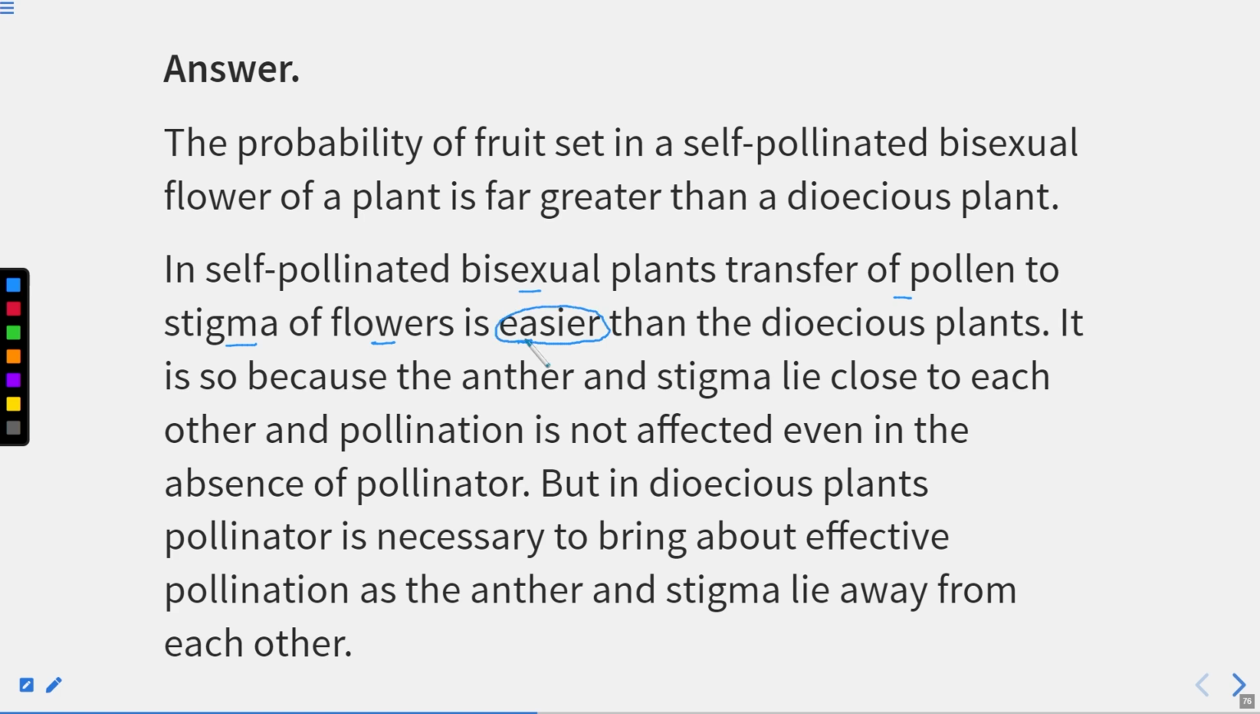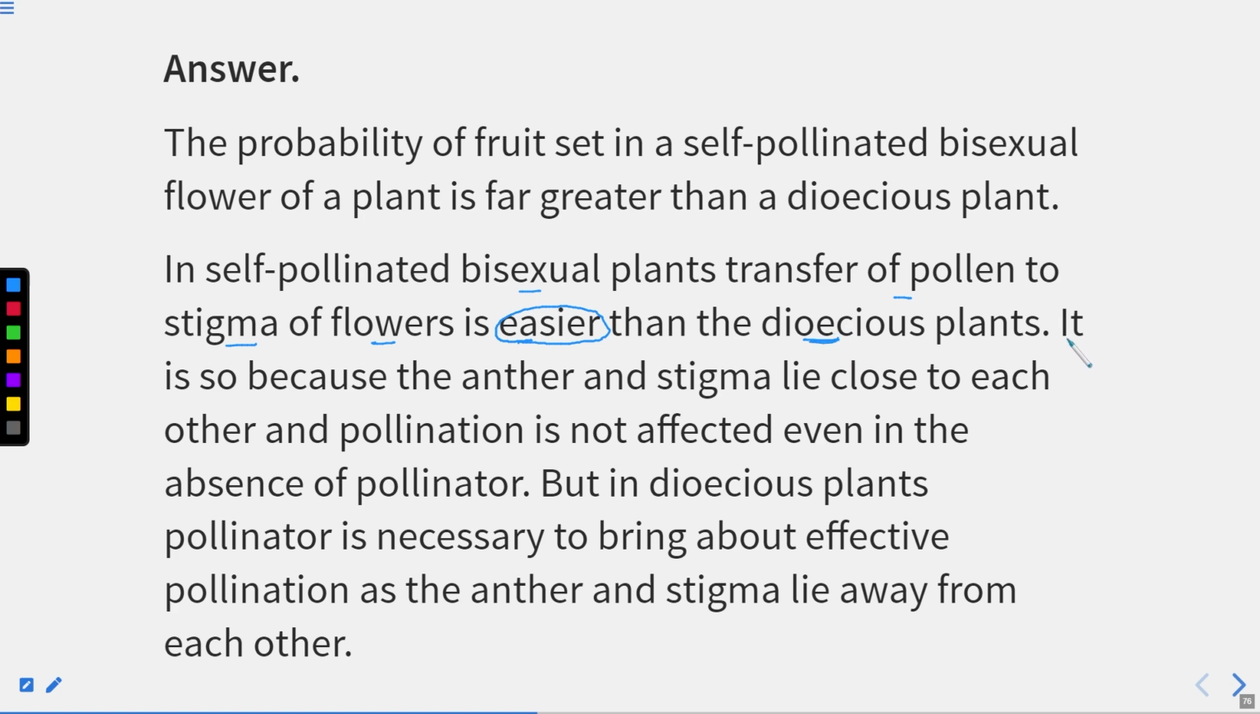It is easier because no pollinator is required here. It is very fast. The pollens are transferred from the anther of the same flower to the stigma of the same flower. But it is not easy in a dioecious plant. For a dioecious plant, you require a pollinator.